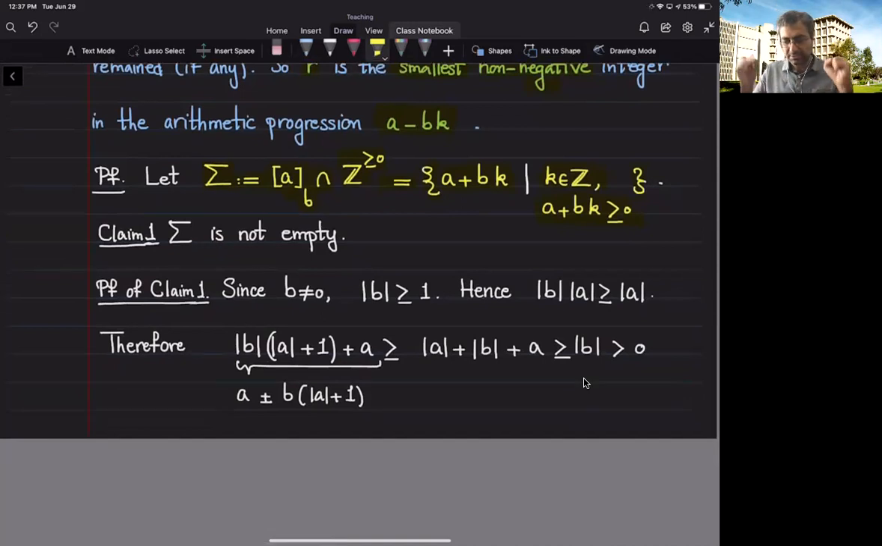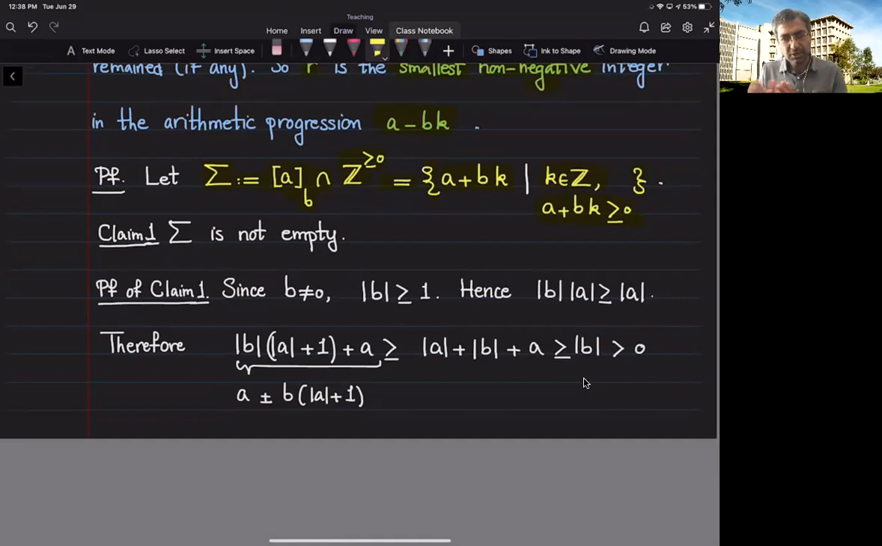I start with an integer a, and I give you another integer b. I either add or subtract this other integer b to a again and again, and I want to say that at some point I get a non-negative integer. Okay, so how can I make sure that this is the case? Because b is not 0 and it is an integer, the absolute value of b is at least 1. So each time that I add or subtract this b, I'm changing it by quite a lot of amount, at least one step.